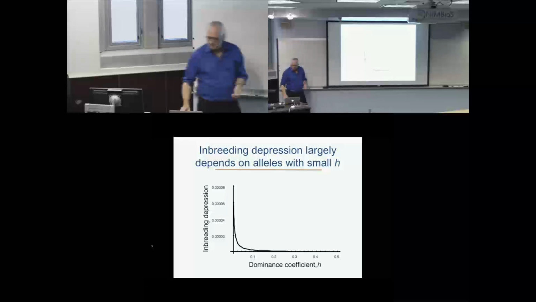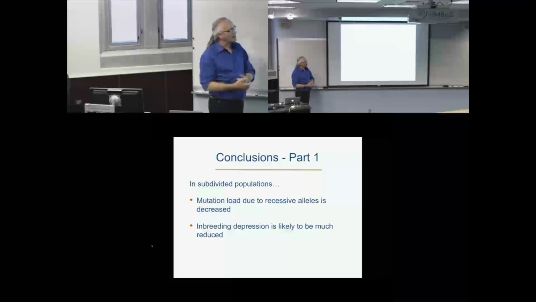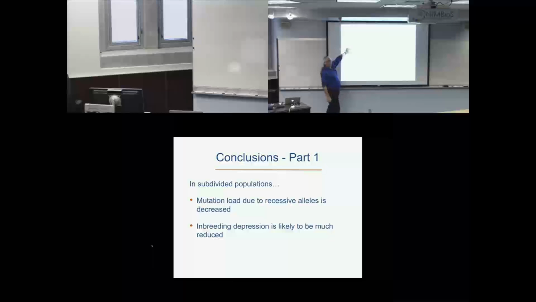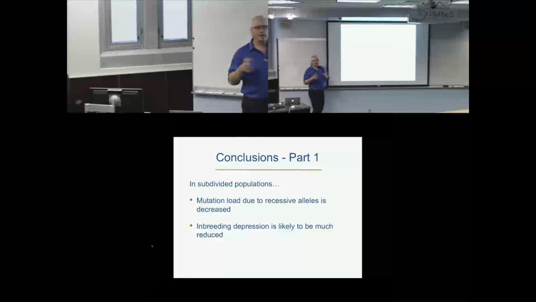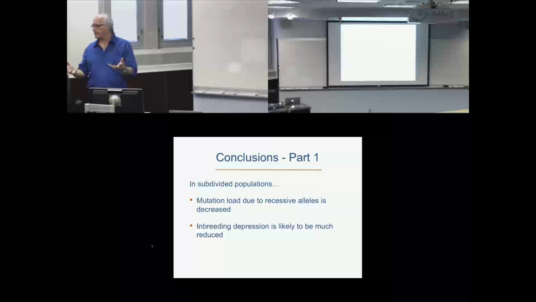Okay. All right, so we'll just take a brief summary before I go on to the next bit. In subdivided populations, you'll have to believe me, I didn't show you, but mutation load tends to be reduced in structured populations, and inbreeding depression is likely to be much reduced in structured populations. So the spatial context and the nature of competition between individuals matters a lot for what we expect to see for these deleterious mutations.